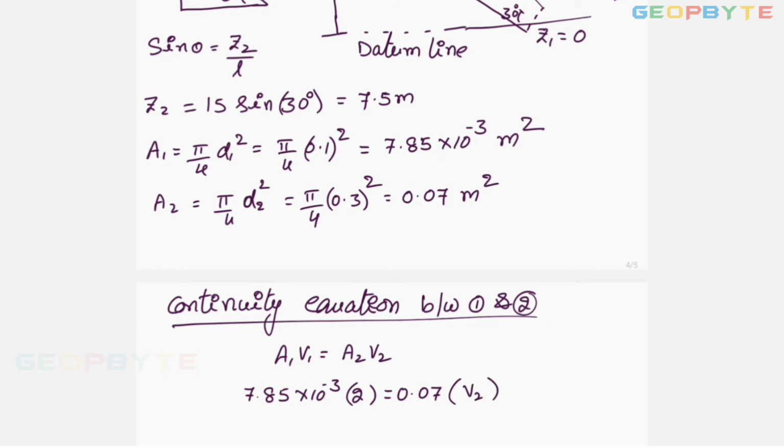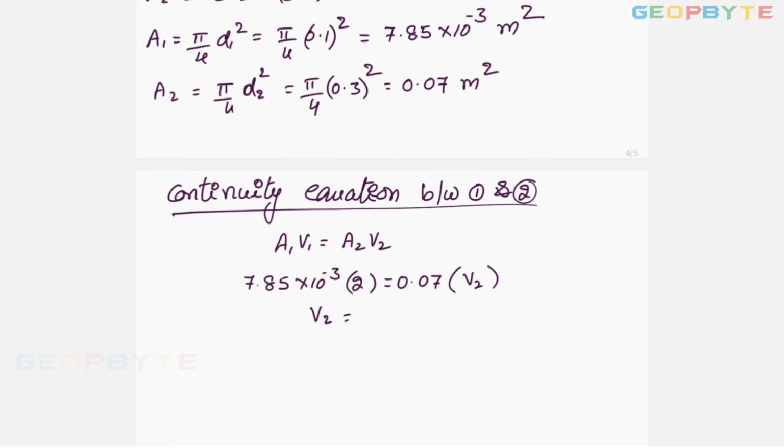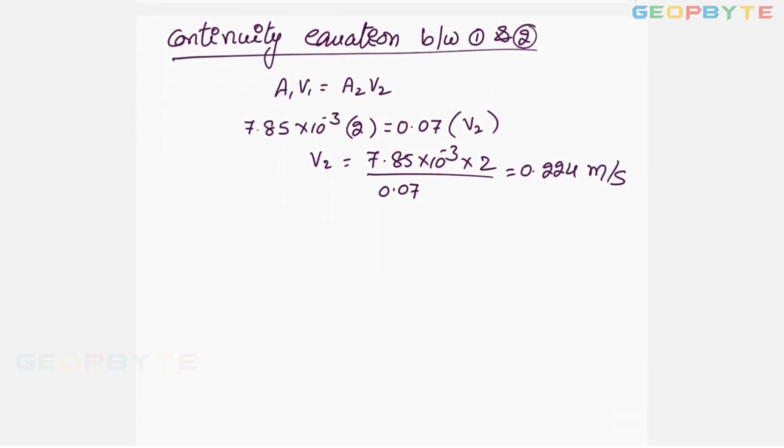V2 is the unknown value. From this you can get V2. V2 equal to 7.85 into 10 power minus 3 into 2 divided by 0.07. Simplify this value for getting V2, 0.224 meters per second. That is the V2. Then for finding the pressure difference, take the Bernoulli equation.